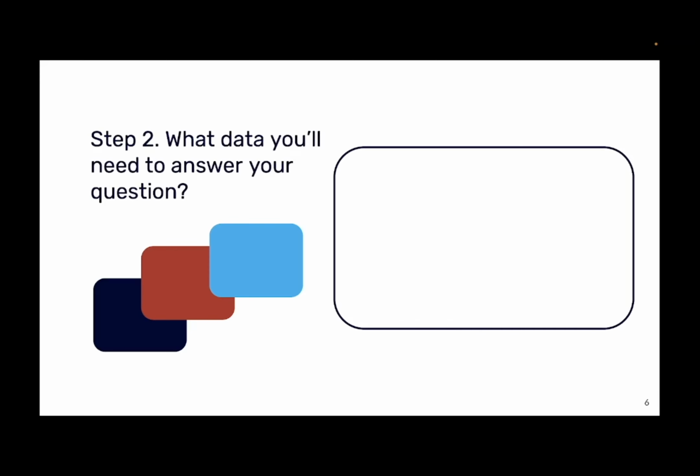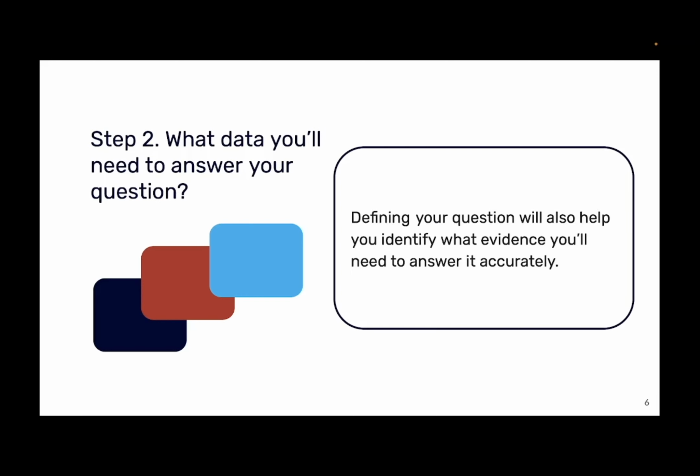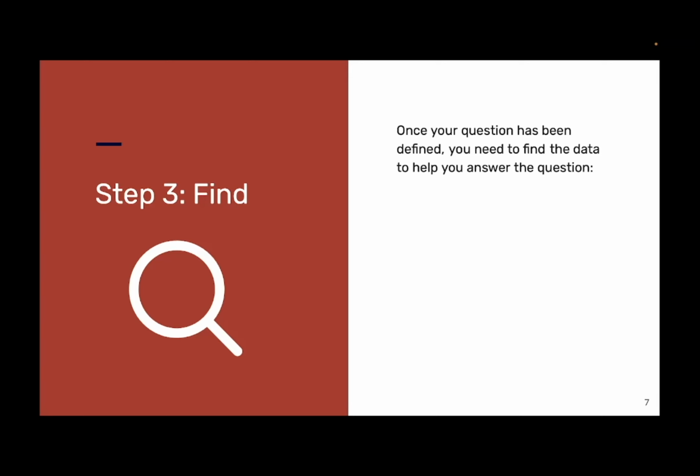Step 2, what data you'll need to answer your question. Defining your question will also help you identify what evidence you'll need to answer it accurately. Step 3, find. This phase can make or break your project, as you can't do much if you can't find the data. But this is also where creativity can make a difference. Using proxy indicators, searching in non-obvious locations, don't give up too soon. Once your question has been defined, you need to find the data to help you answer the question.